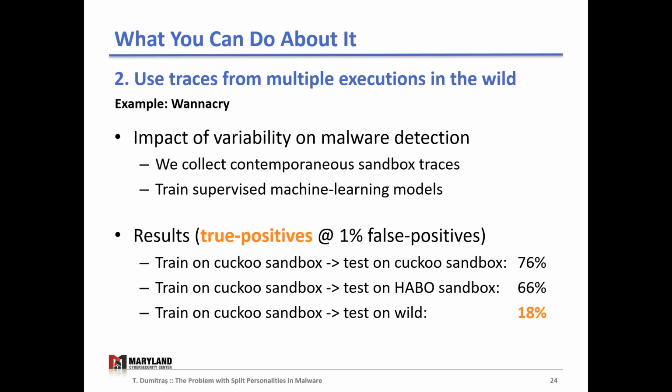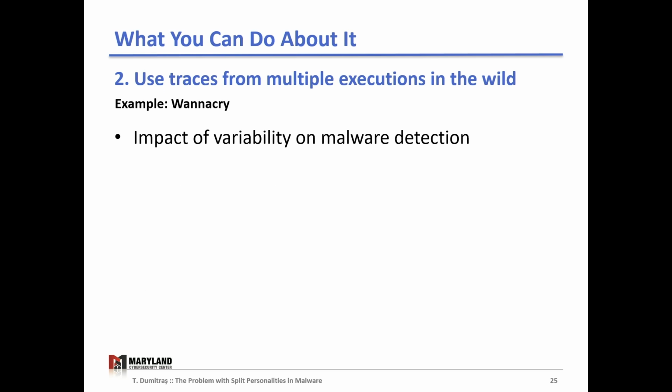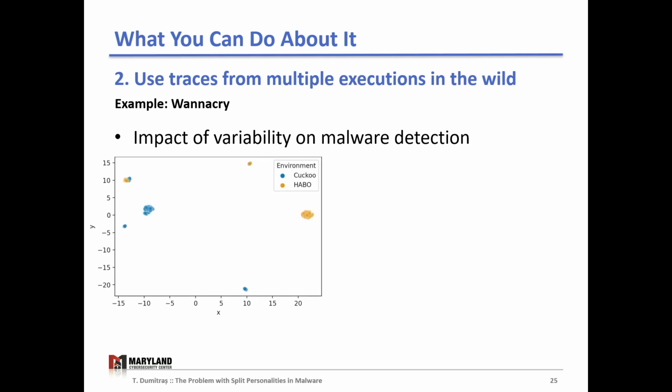18% true positives is basically useless. So therefore, as recommended, we combined the sandbox traces, trained on the combined sandbox traces, and tested in the wild, and we got a little bit of improvement, but not much. To understand why this happens, we try to visualize the feature space that these classifiers are operating on.